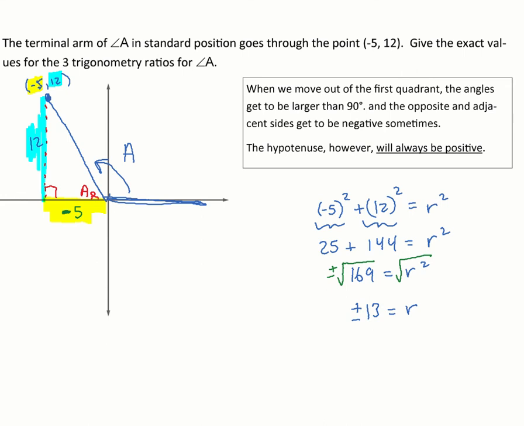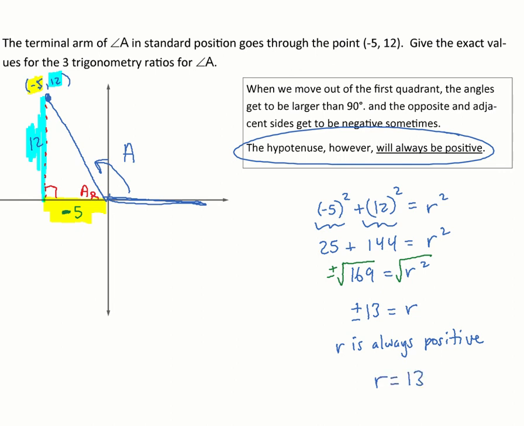But since r represents the radius of a circle going around, we're going to say r is always positive. Okay? It's always the length of that line, and we're going to say the length of that terminal arm is always going to be positive. So in this case, r is just positive 13. Okay? So let's put that up there on the diagram.